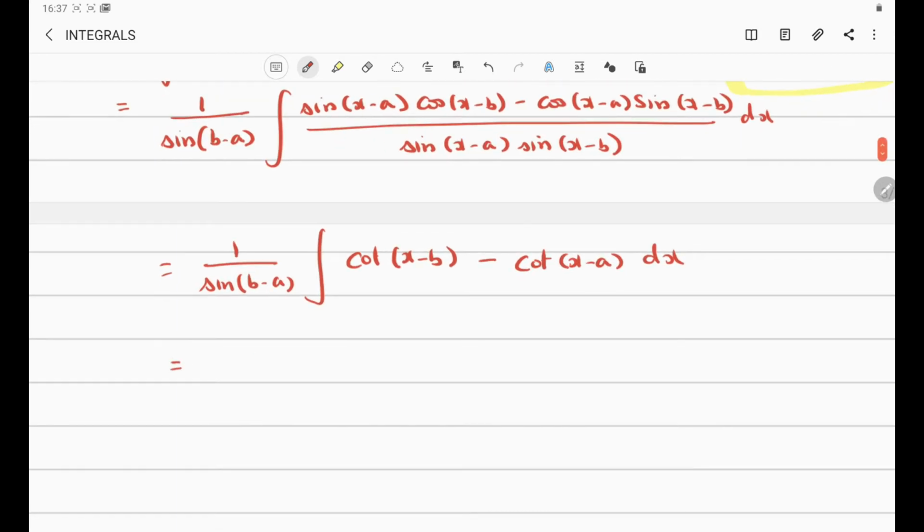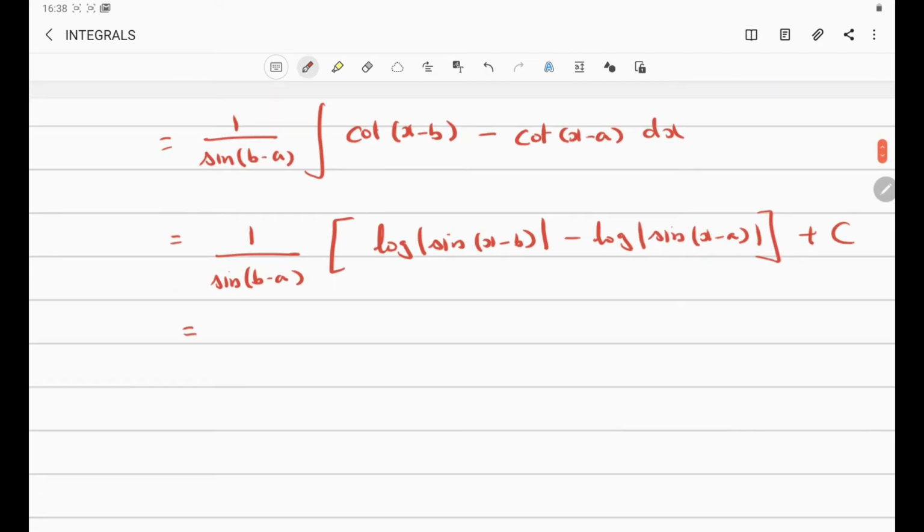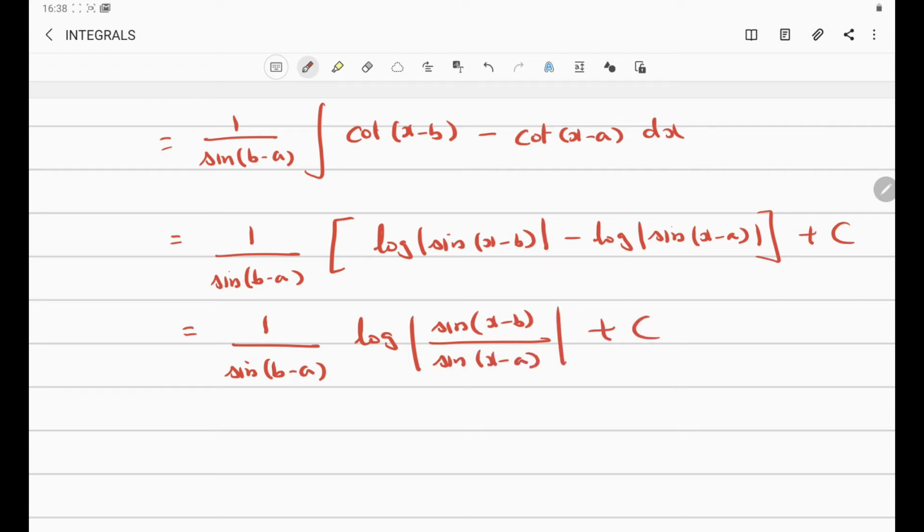So, we get this as 1 by sin(b minus a), integral of cot(x minus b) is log mod sin(x minus b) minus log mod sin(x minus a) plus constant of integration c. So, this is equal to 1 by sin(b minus a) log mod, now this is in the form of log m minus log n, which is log of m by n. So, we get sin(x minus b) divided by sin(x minus a) plus constant of integration c.